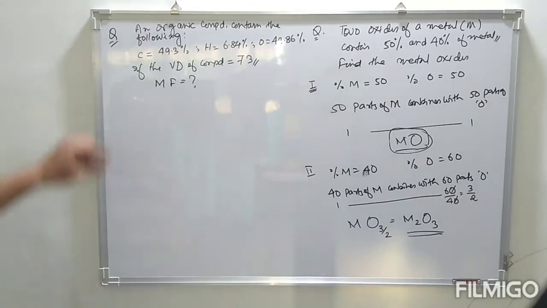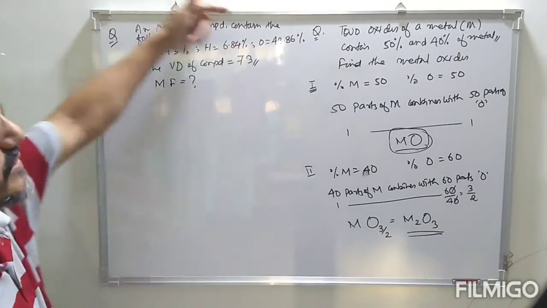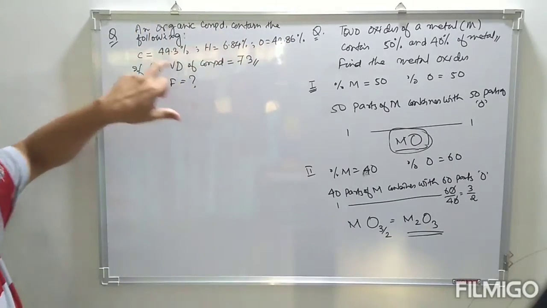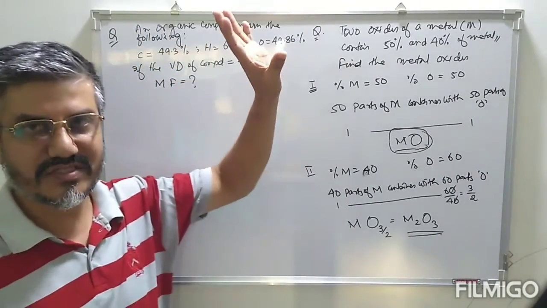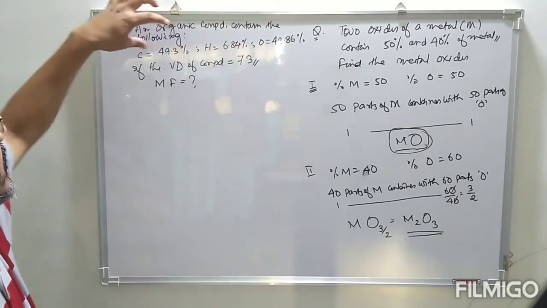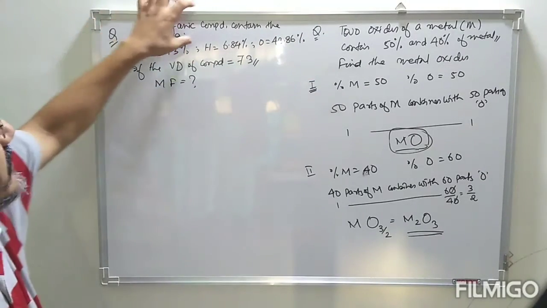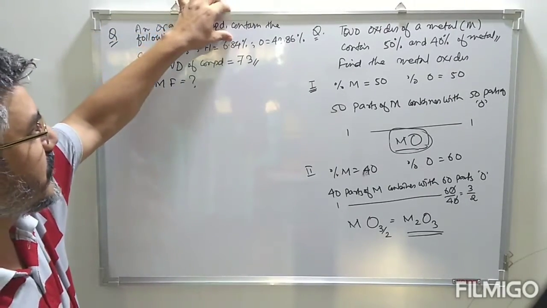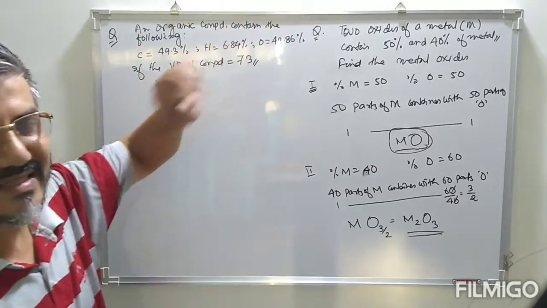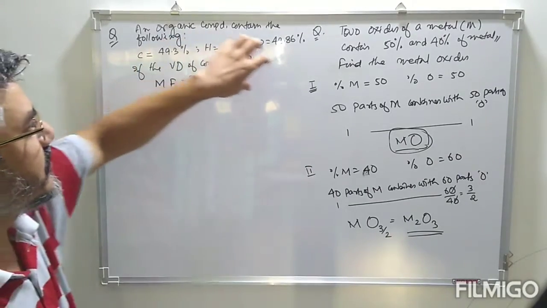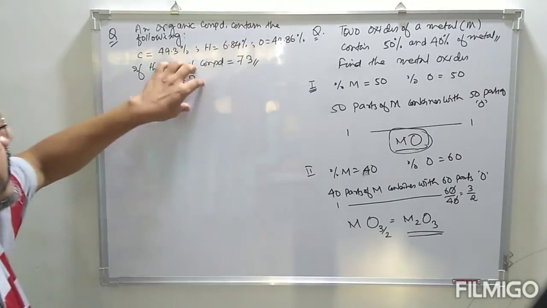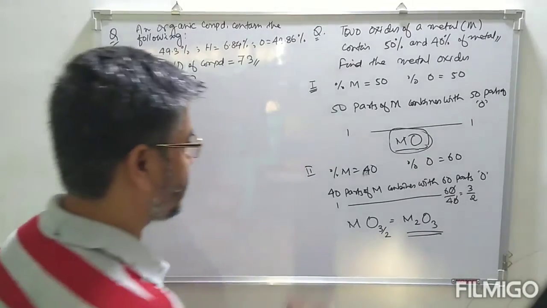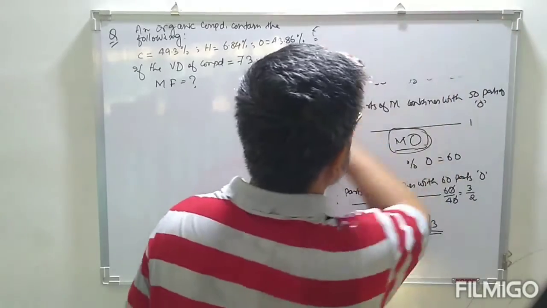So, percentage composition of the component, that is carbon, hydrogen, oxygen. That means the organic sample contains carbon, hydrogen and oxygen. So this sample containing carbon, hydrogen, oxygen, percentages are given as 49.3, 6.84 and 43.86. Vapor density of the compound is given as 73. So find the molecular formula of the given compound. So let's see how to proceed.